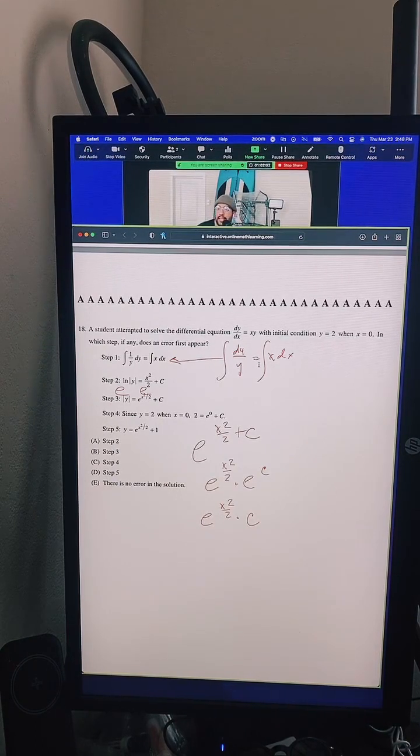Oh, someone said they didn't exponentiate the constant. That's a great way to describe it. That's exactly what happened there, guys.